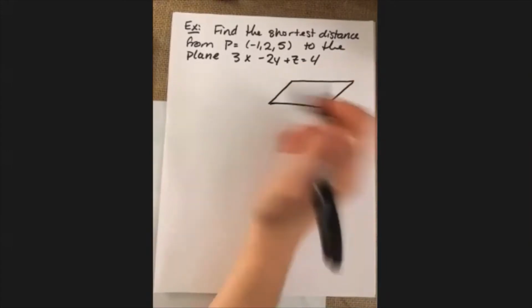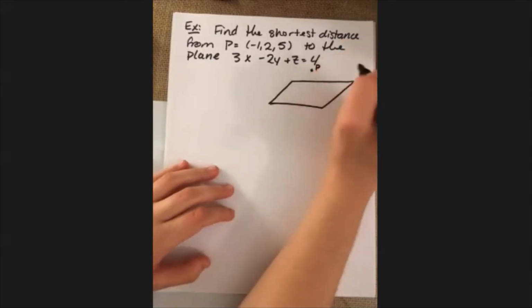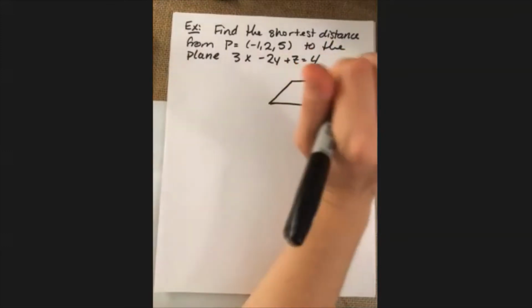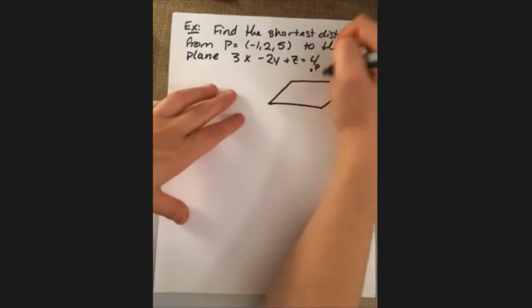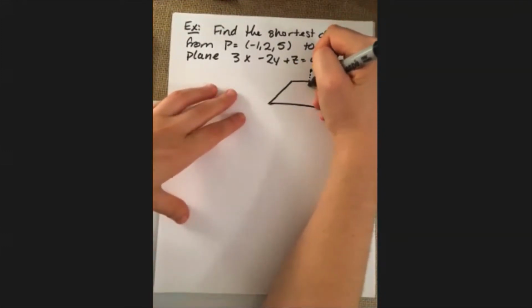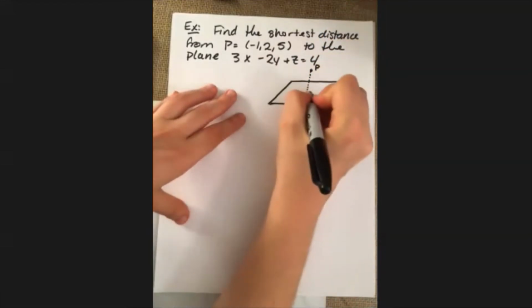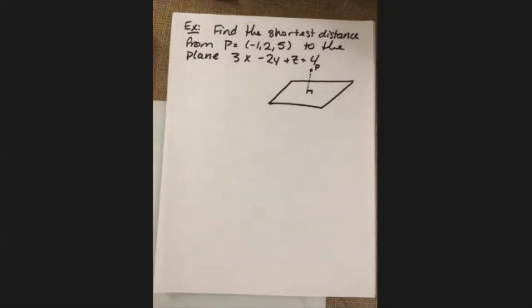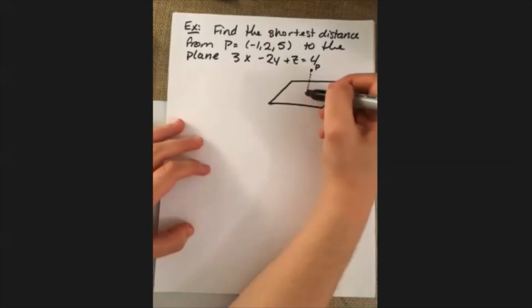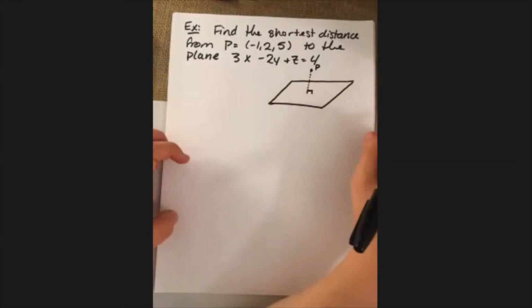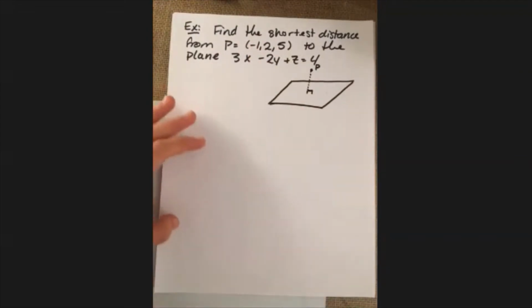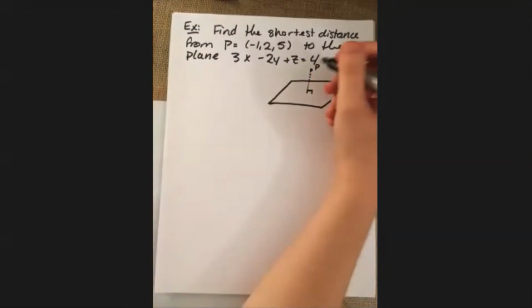So if this is our plane here and this is our point P, we want to know the distance between P and this plane. Intuitively, the shortest distance would be to draw a straight line from P that goes directly down to the plane. We would want it to form a right angle to get the shortest distance. But this leg is difficult to find directly, so we're going to do it a little differently.